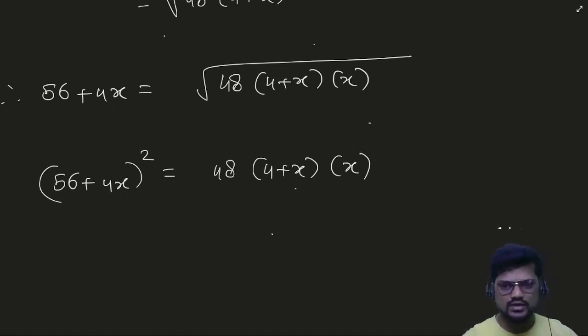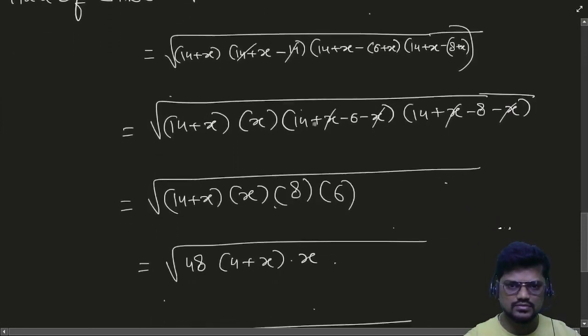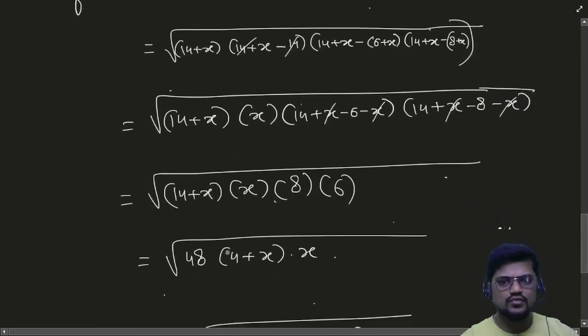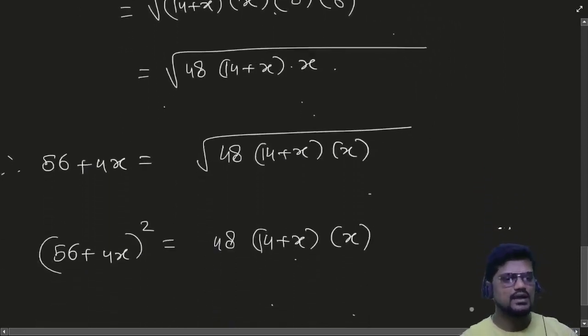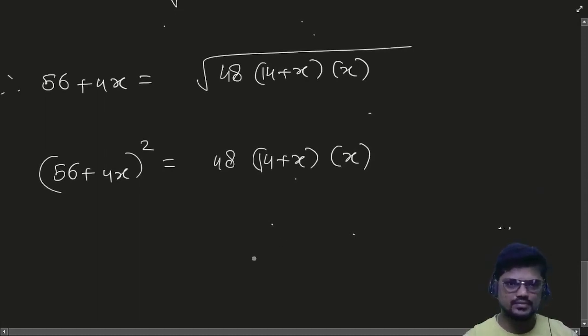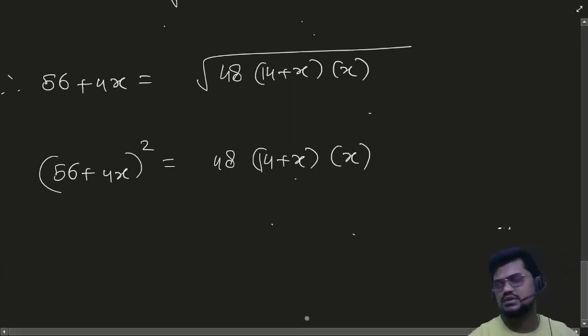So what do you get? It will be 14 plus x. Yes, 14 plus x. So wait a moment. 48, that's right. Now, if I do the squaring of this, 56 plus 4x.